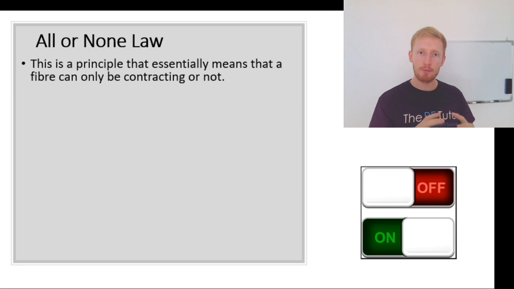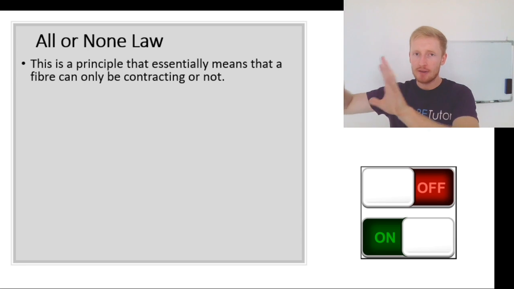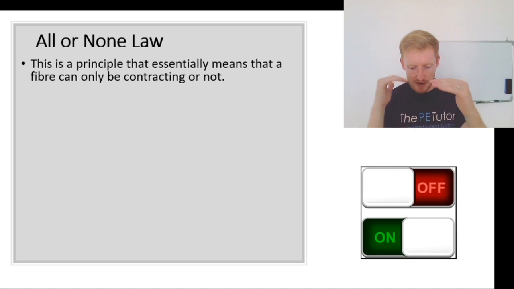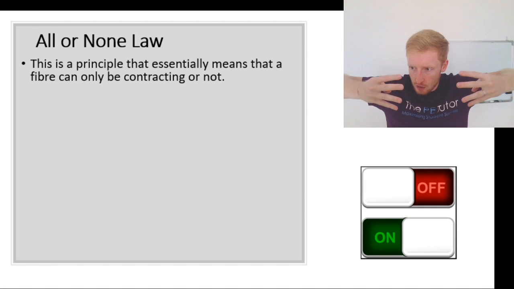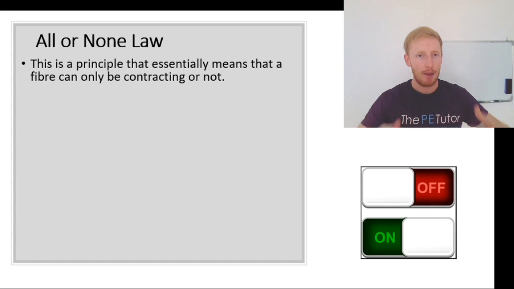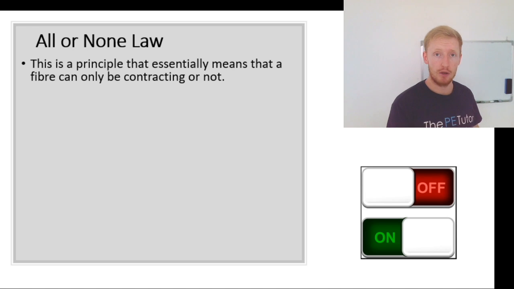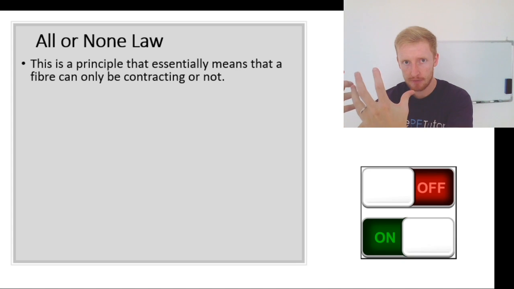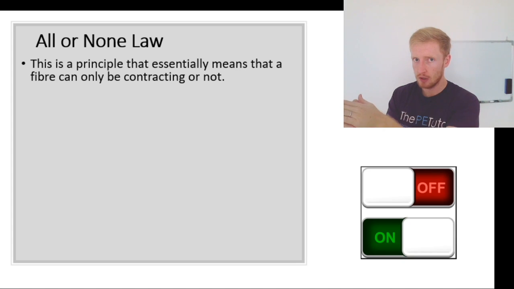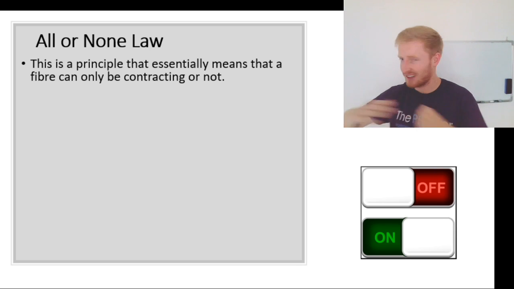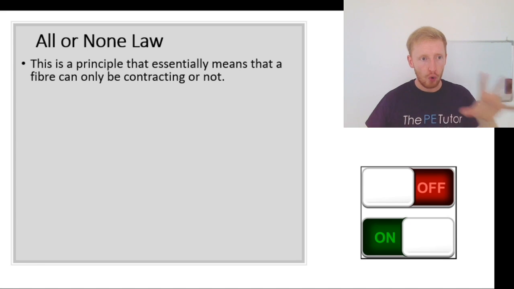The next chemical process, you'll probably look at it in greater detail, not in this lesson, is something called the sliding filament theory. You have a series of chemical reactions which lead to the fibers sliding over each other, shortening the muscle. That doesn't happen slowly or 50% or halfway. It happens or it doesn't happen. As soon as the impulse that arrives at the muscle is big enough and it crosses that neuromuscular junction, that next chemical reaction happens or it doesn't. So, all or none law.